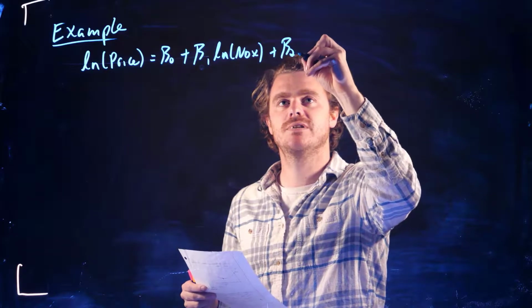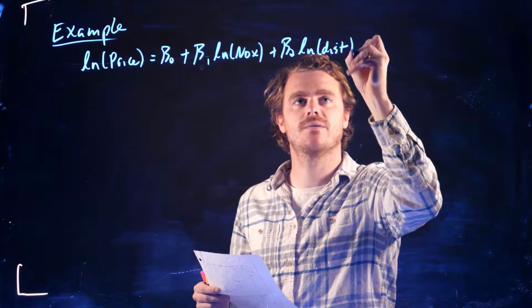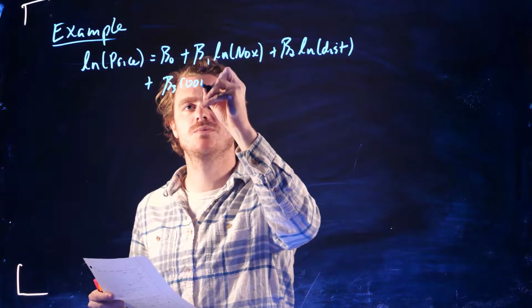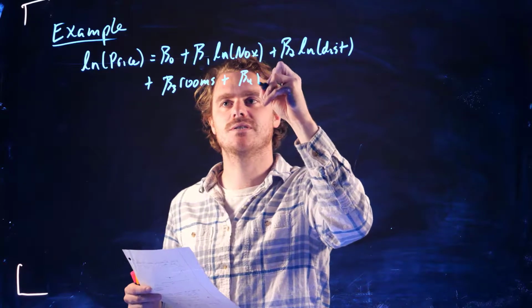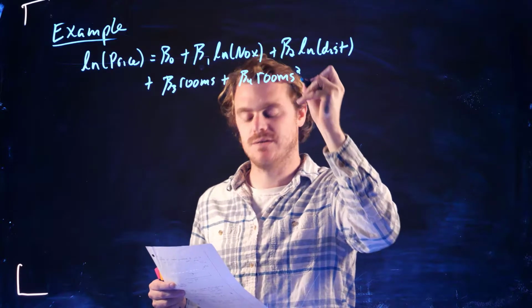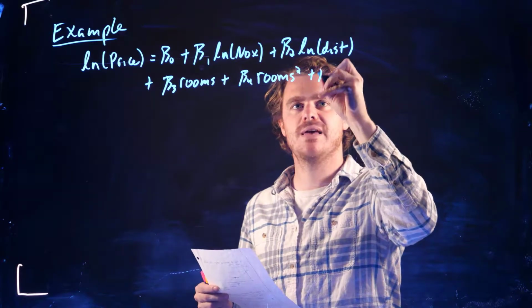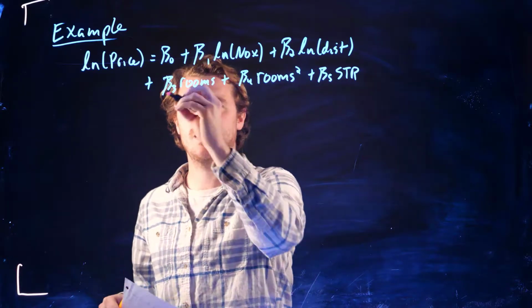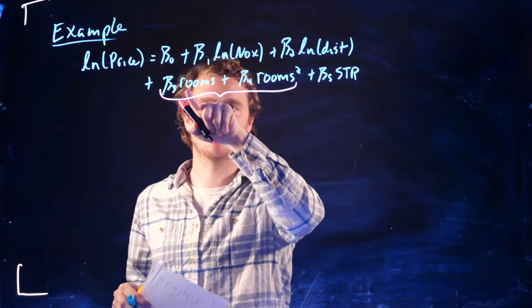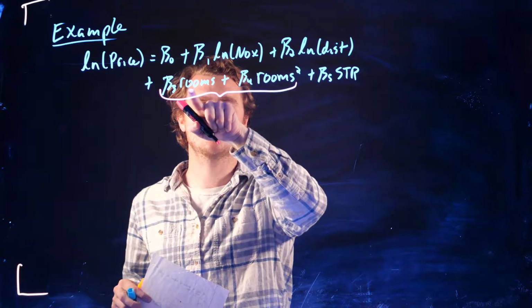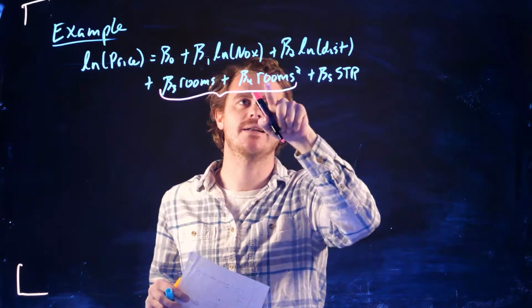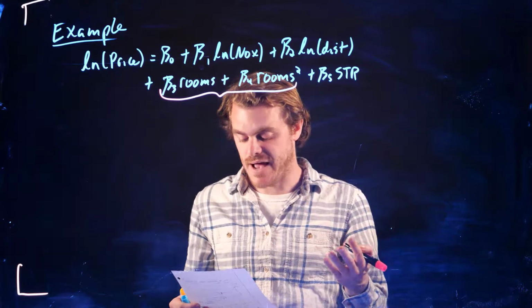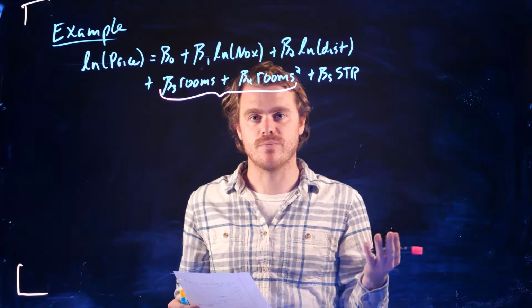Beta 2, let's say again, the log of distance, that's how we're going to think about nonlinearities. And now let's say we have beta 3 times rooms plus beta 4 times rooms squared plus beta 5 times the student-teacher ratio. And so here's this quadratic, right? Because we have rooms and rooms squared, the equivalent of x1 and x1 squared, or x3 and x3 squared, whatever you want to call it. So let's first think about what the marginal effect of adding another room is.